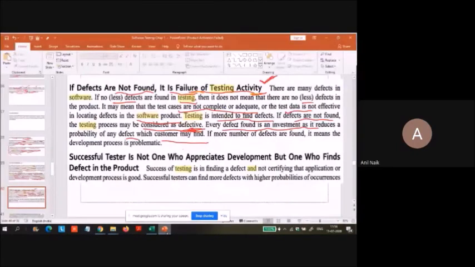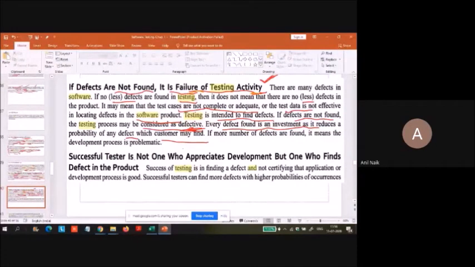Failure of testing activity. A successful tester is not one who appreciates the development, but one who finds the defect in the product. Okay, so you may say you have done a good job, but a tester means you have to find the defects, the mistakes in the product.